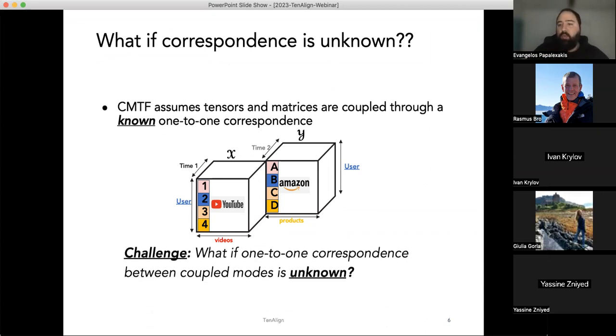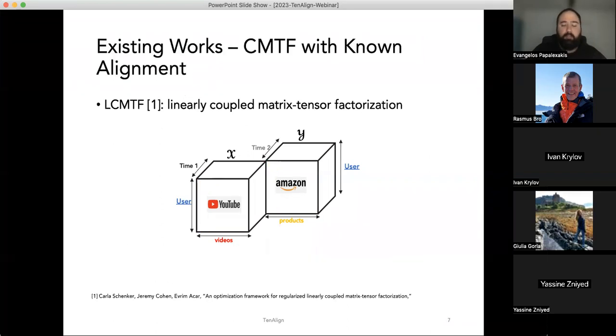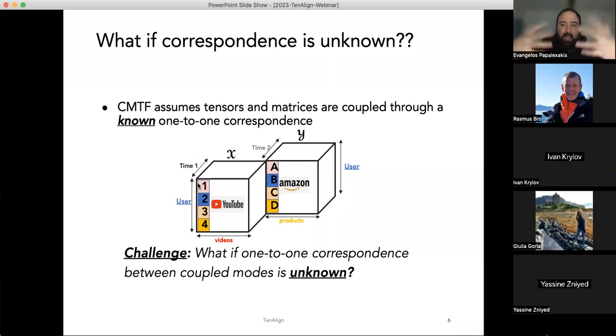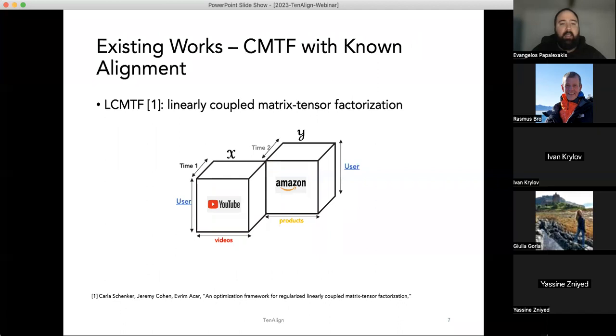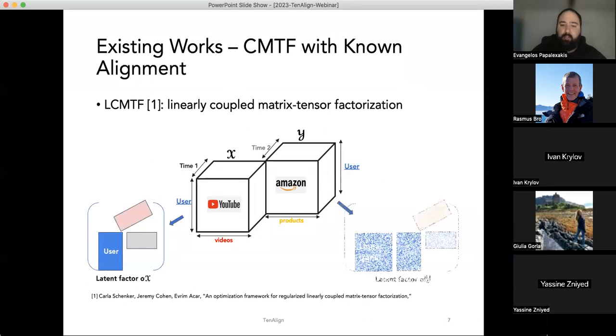Now, what happens if this one-to-one or partial or whatever correspondence between those two data sets in the coupled mode is unknown? That's the twist that we're investigating, right? If we know, let's say, that those things are unaligned, but someone on the side gives us the alignment, then there's very recent work by Evrim, Jeremy, and Carla that is doing what's called a linearly coupled matrix factorization. So essentially, you can see the same factorization as before, but now the two different factor matrices are related through a linear transformation. And we can describe this permutation as a linear transformation. So if only we knew this, then we could just plug it in here and we're free to go.